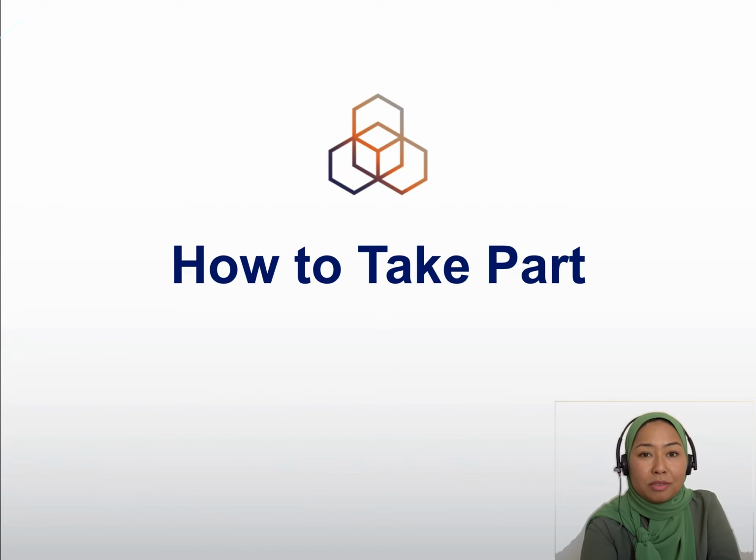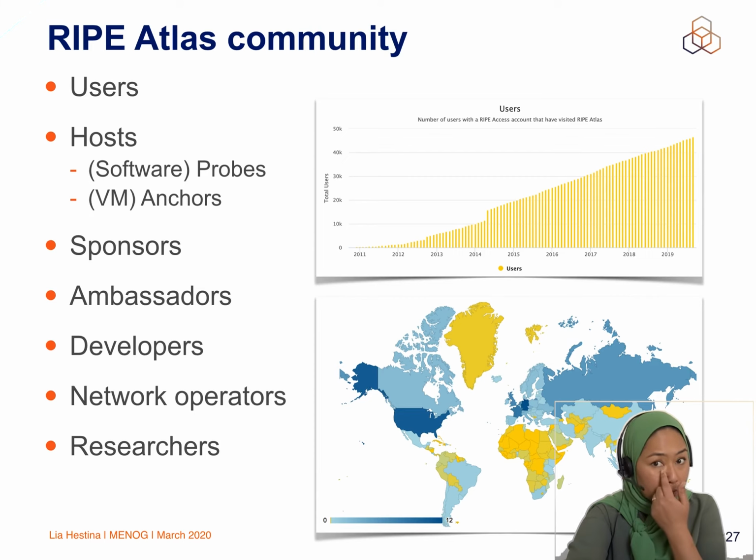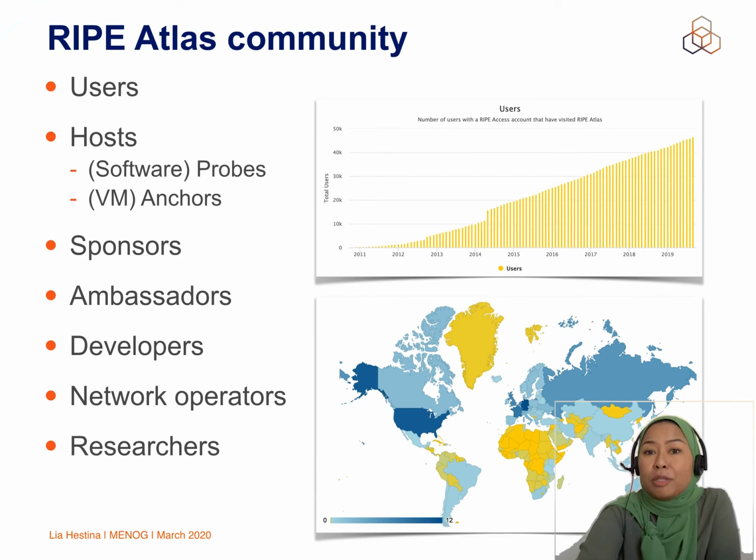So we have the users. They are anyone who can access the RAP Atlas maps, statistics, and also the measurement results, which are open and available to the public. They are considered to be RAP Atlas users. We also have hosts, anyone who connects a probe or an anchor to their own network.